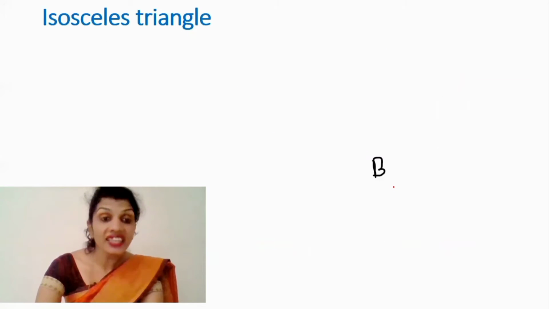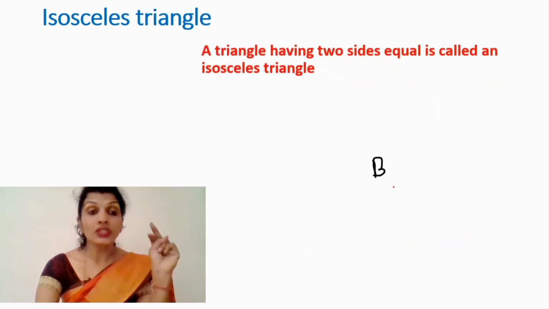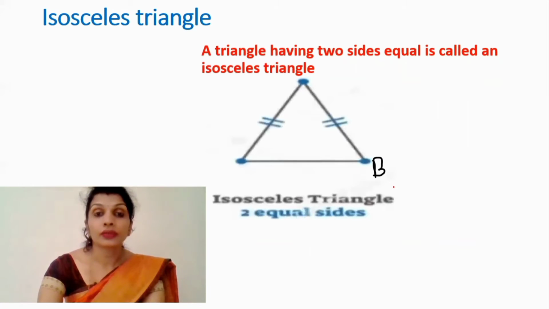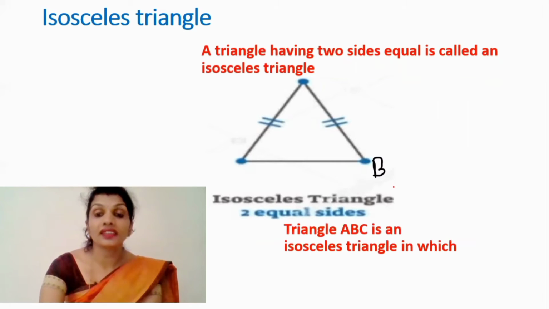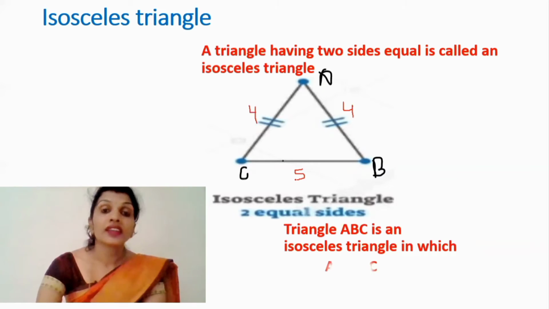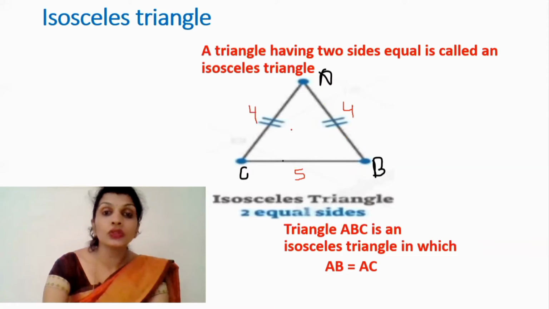Now the isosceles triangle. A triangle having 2 sides equal is called an isosceles triangle. Here you can see that only 2 sides are equal. Let us see that ABC is an isosceles triangle. Suppose this side is 4 centimeter, then any one of its other sides, suppose this side, is also 4 centimeter, and the third can be of any measurement, suppose 5 or 6. If 2 sides are equal, we call it an isosceles triangle, where AB is equal to AC.